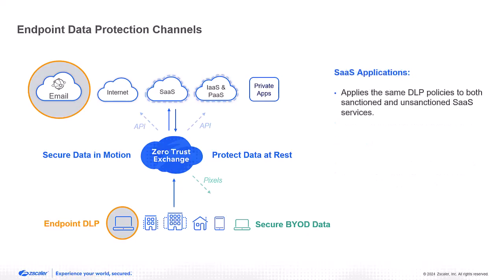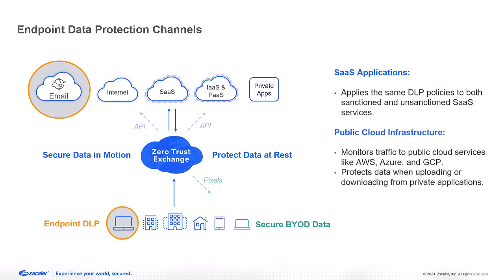The same DLP policies you can leverage for your sanctioned SaaS-based services and unsanctioned SaaS applications. You can monitor the traffic going into public cloud infrastructure like AWS, Azure, and GCP. And then the same DLP policies can protect your data when users are doing upload and download to your private applications. And this is what we have been doing for the last 8 years.